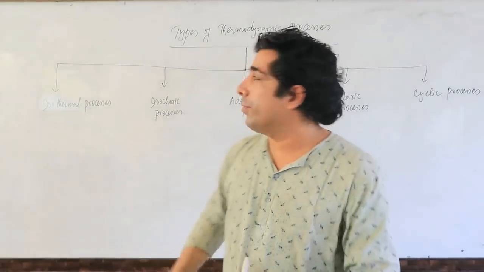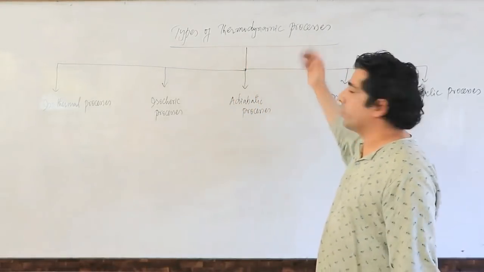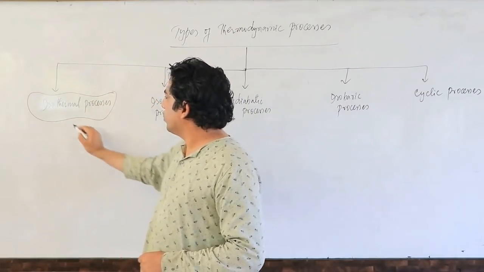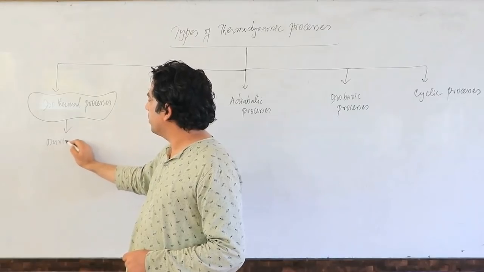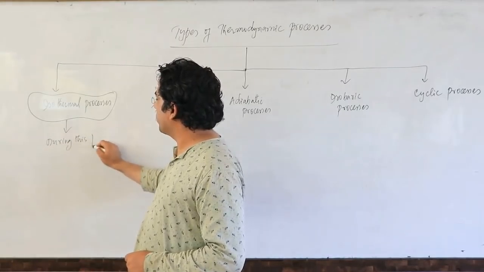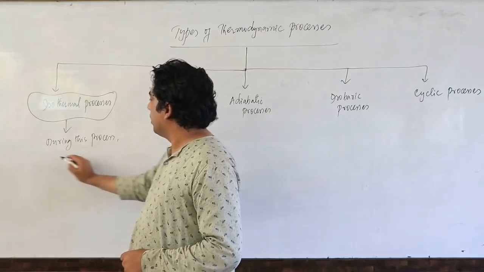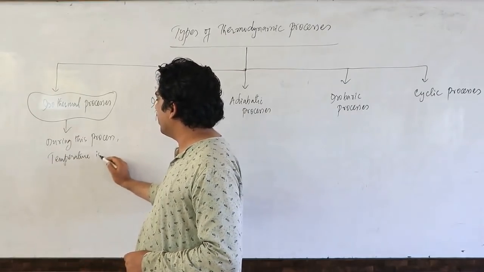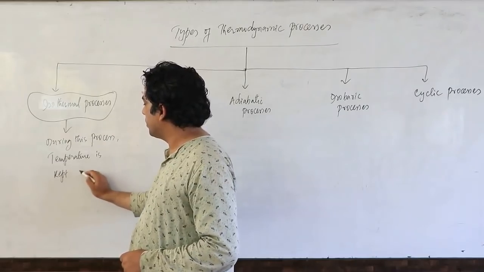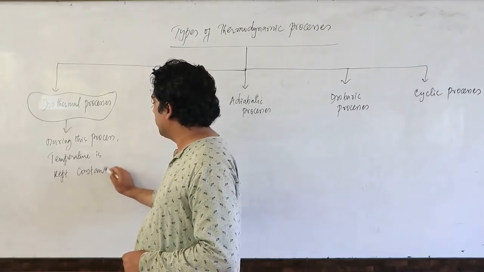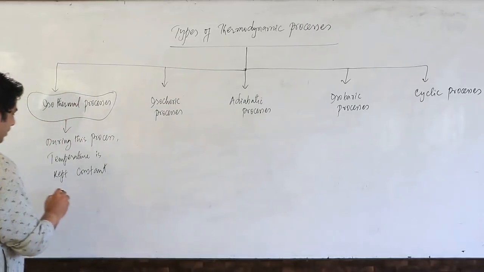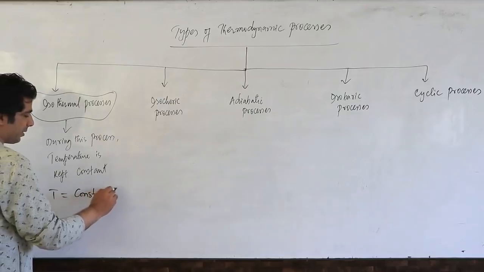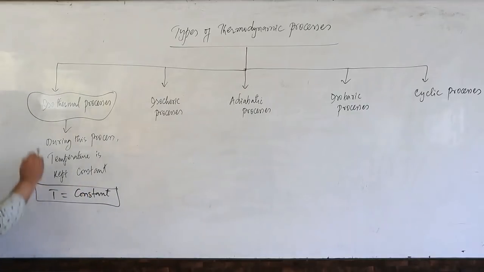Let us now understand the types of thermodynamic processes. First of all, we have the isothermal process. So remember, during this process, temperature is kept constant. My dear friends, the T, which stands for temperature, is constant here in this process.